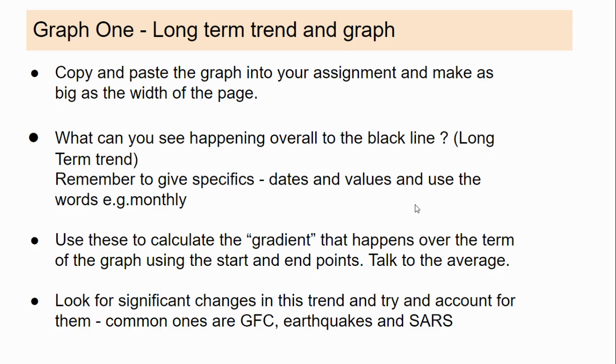What can you see happening overall to the black line? So when we draw a graph, we always talk about it. We never put a graph in any sort of assessment without talking about it. So this particular graph, we need to talk about what we can see happening to the black line. So remember to give specifics, dates and values, and use words like monthly. You use the endpoints to calculate the gradient. So we want to talk about the average change over the period of the graph. Look for significant changes in the trend and try and account for them. Common ones are earthquakes, global financial crisis, SARS, and obviously now COVID. So we would add COVID to that list.